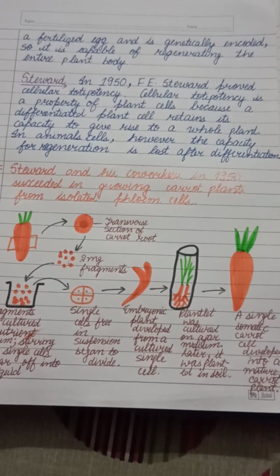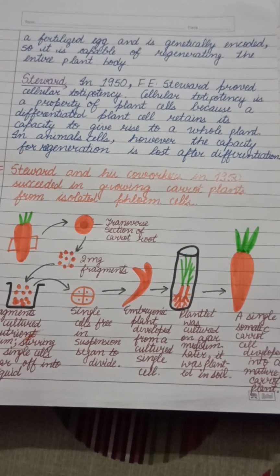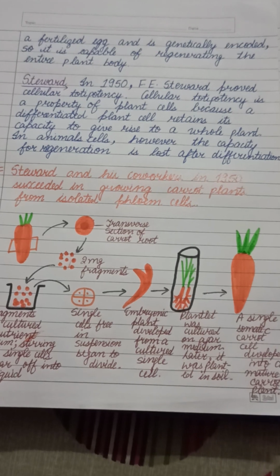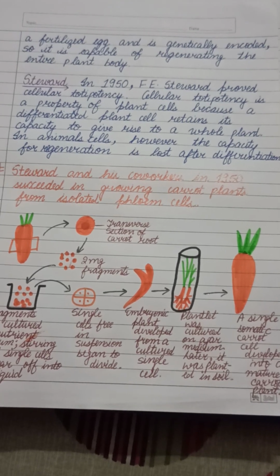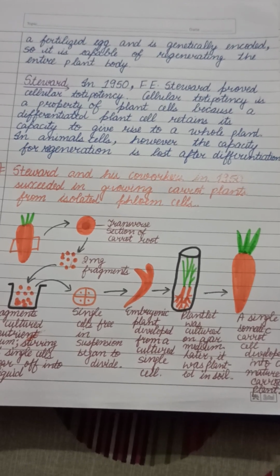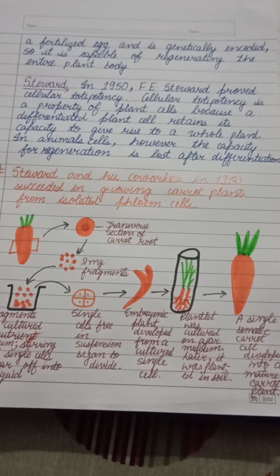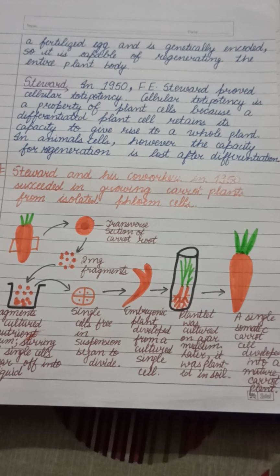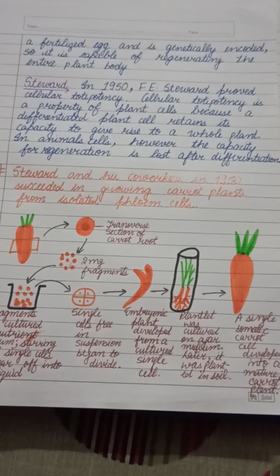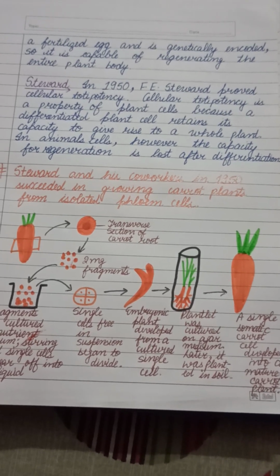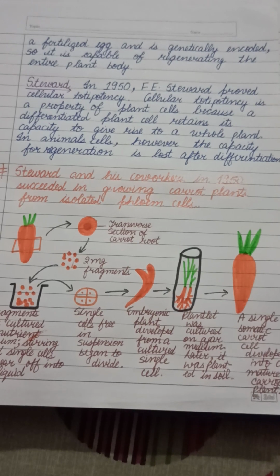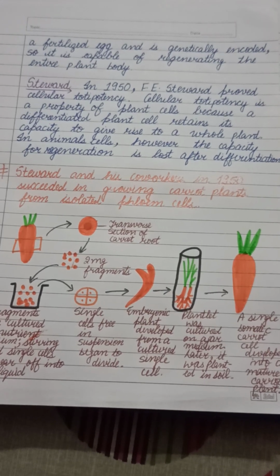Cellular totipotency is a property of plant cells because a differentiated plant cell retains its capacity to give rise to a whole plant. In animal cells, however, the capacity for regeneration is lost after differentiation. Steward and his co-workers in 1950 succeeded in growing carrot plants from isolated phloem cells.